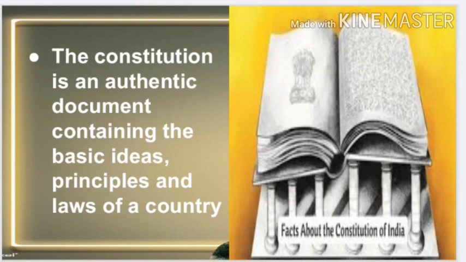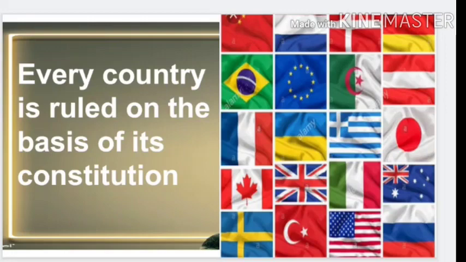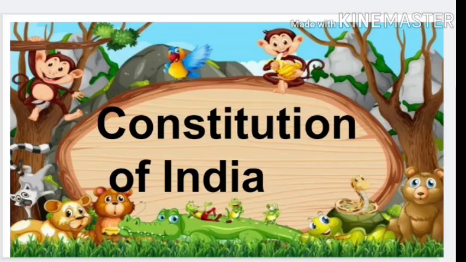The laws governing a country originate from the Constitution. The Constitution of India is the ultimate law. It explains the fundamental concepts of structure, methods, powers and duties of government bodies. Students, why is the Constitution very important for any country? Because the Constitution contains the most important rules of our political system and it is the highest law of the land.